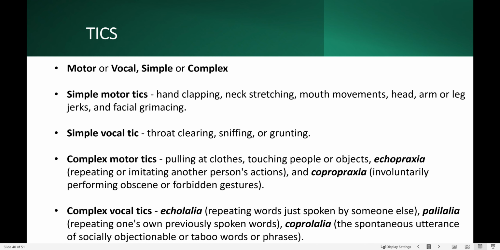Complex motor tics involve things like pulling up clothes, touching other people or objects. Echopraxia, which is repeating or imitating another person's actions. And copropraxia, which is involuntarily performing obscene or forbidden gestures. Complex vocal tics can manifest as echolalia, which is repeating words just spoken out by someone else. Palilalia, which is repeating one's own previously spoken words. And more disabling is coprolalia, which is the spontaneous utterance of socially objectionable or taboo words or phrases.